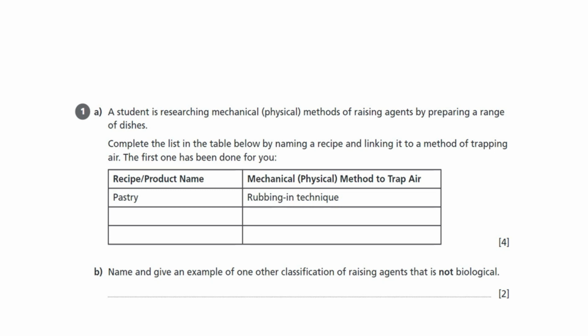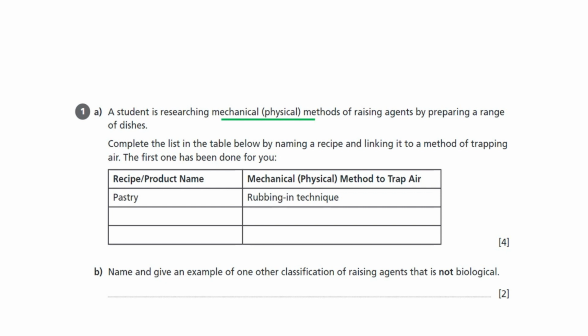This question is about raising agents and has a helpful statement that sets the context. In this case, a student is researching physical methods of raising agents by preparing a range of dishes. It's important to notice and maybe underline the key term physical methods of raising, because if you select chemical or biological raising agents, you will not score any marks.